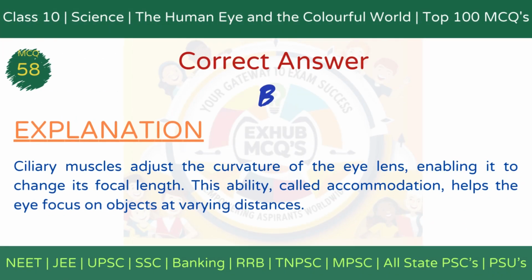The correct answer is option B, adjust focal length. Explanation. Ciliary muscles adjust the curvature of the eye lens, changing its focal length. This ability, called accommodation, helps the eye focus on objects at varying distances.